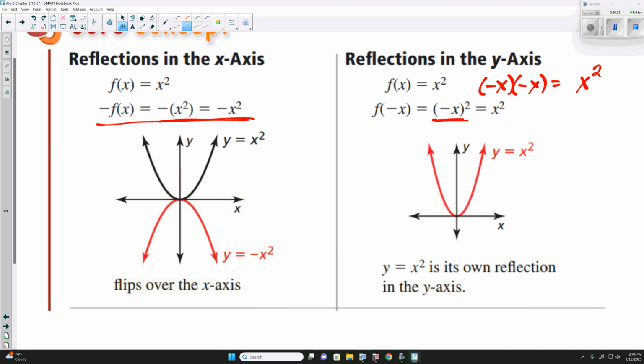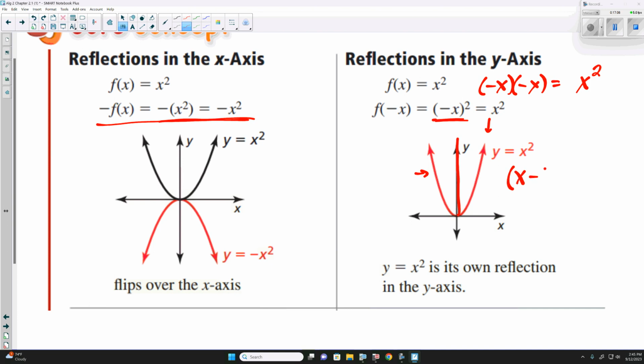And part of the reason for this is that every point on the left side of the y-axis, when we reflect it across the y-axis, actually lands on every point on the right side. And every point on the right side will land on the left. So it's reflected onto itself. We don't have a change. Does that make sense?